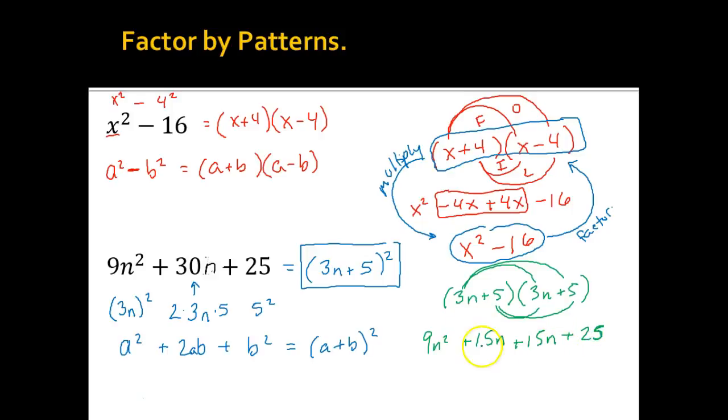Middle two terms, again, can be combined. This time they're both positive. Add them together, we get 30n. So 9n squared plus 30n plus 25, which was the original problem. So we know that we're right. We know that our factors are correct. We factored correctly. And they are 3n plus 5 times 3n plus 5, or (3n plus 5) squared.